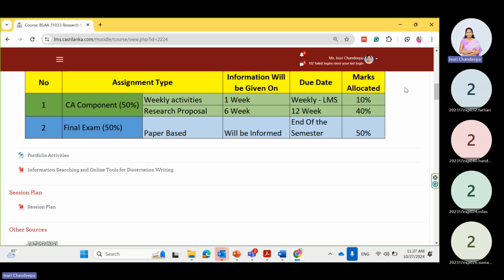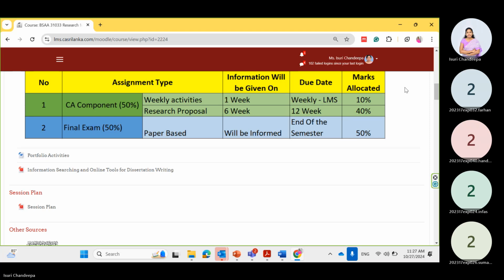Once you complete the portfolio activity number 5, what is it? Development of the research proposal. Throughout these portfolio activities, we are guiding you to the development of the research proposal. So you have to select the research topics very clearly. Once you complete the portfolio activity number 5, that research topic should be included in your research proposal. Clear?